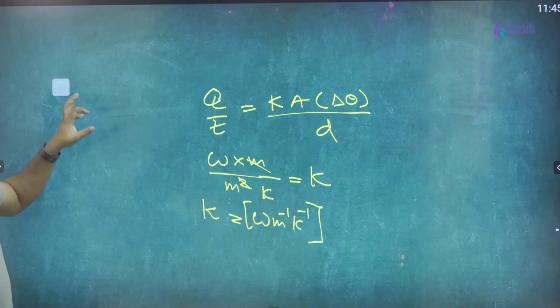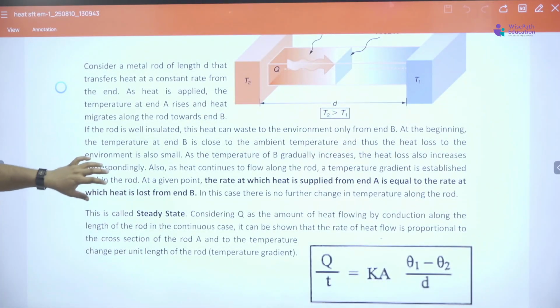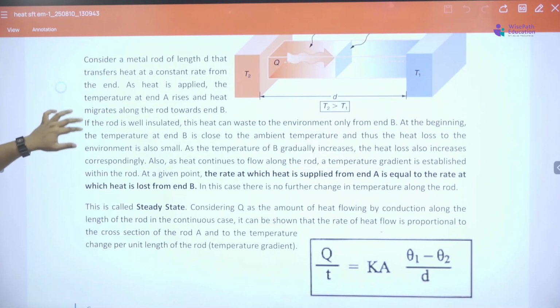So if we define the terms here, what is Q over T? What is Q over T?